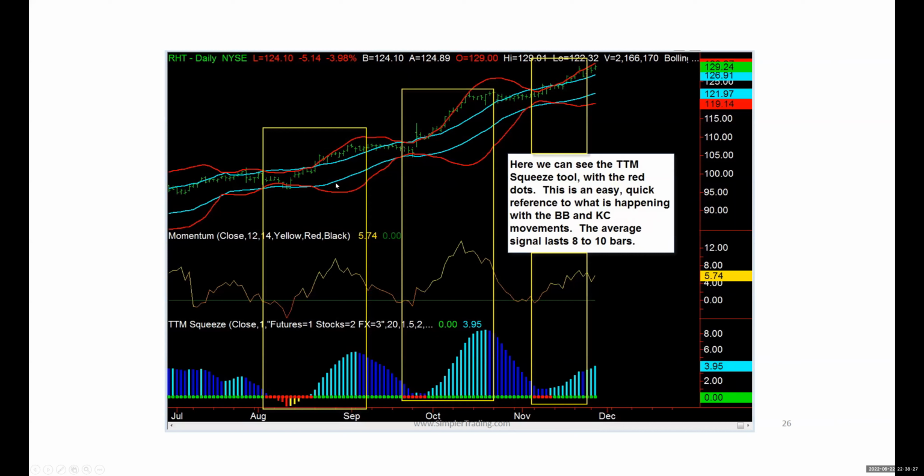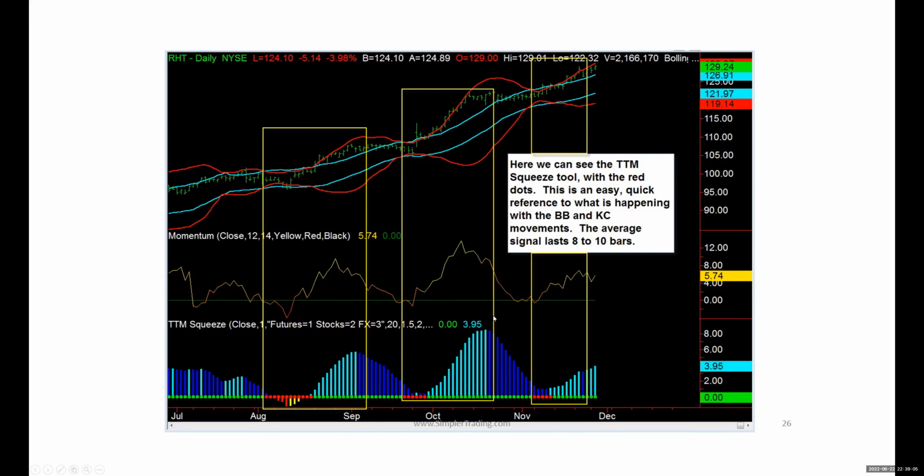So instead of having this on your chart, what John Carter did was just coded it, or had somebody code it, so that it showed up as these red dots here down at the bottom. So you can see that anytime the Bollinger Bands are within the Keltner channels, it's a red dot down here. And then with the momentum, all he's done is just convert it into a histogram. So if it's above 0, below 0, it tells us basically what direction price is likely to move.